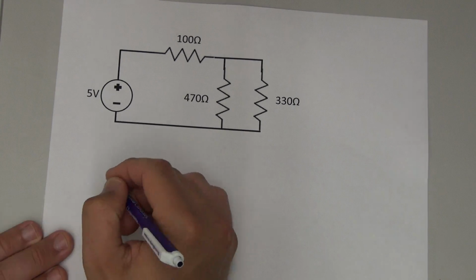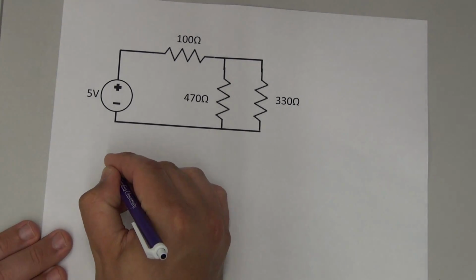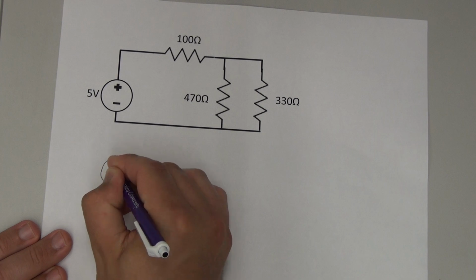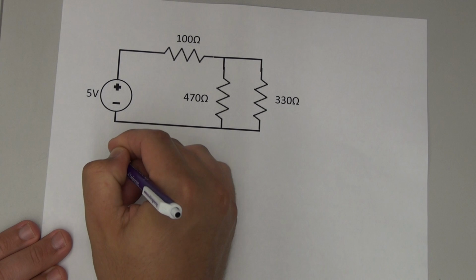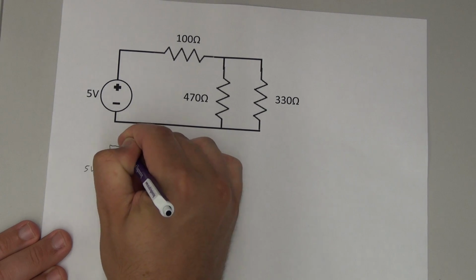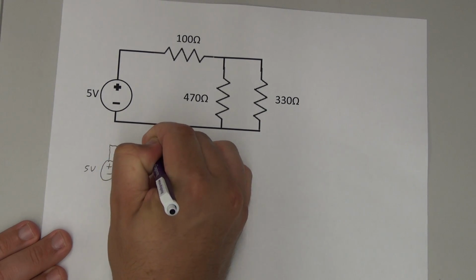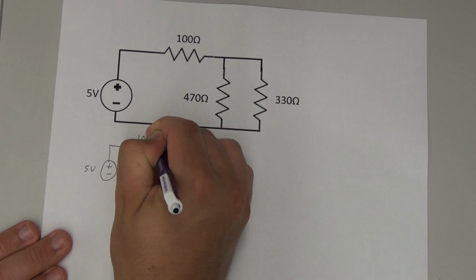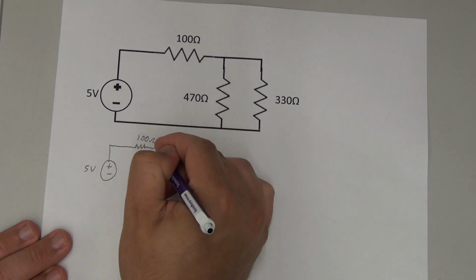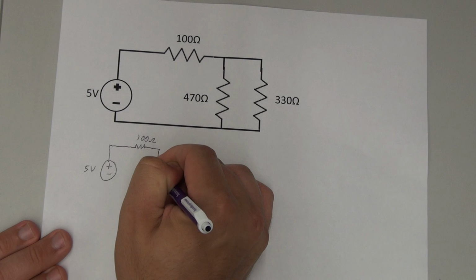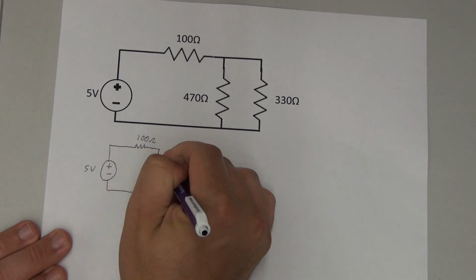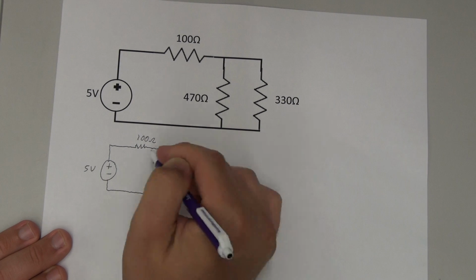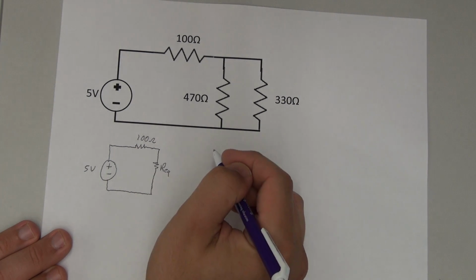So we can go ahead and draw our power supply. It will remain the same. We will still have a 5 volt power supply. We'll go ahead and leave our 100 ohm resistor as is. And then over here, we will just draw one equivalent resistor now in series with the 100 ohm resistor that was already there.